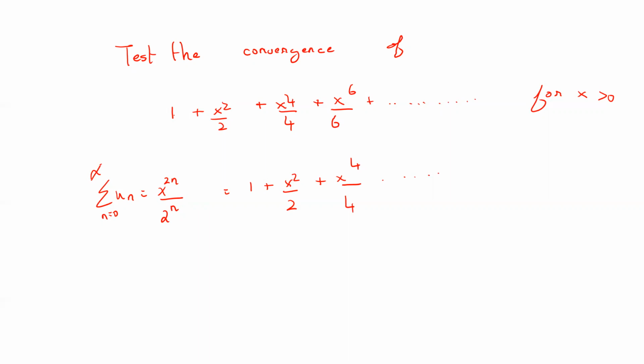How do we test the convergence? We'll find out the ratio, the n plus 1th term divided by the nth term. So we have x to the power 2, and wherever n is there, you replace it by n plus 1. And you're dividing it by the un term. So instead of dividing, I can multiply by the reciprocal of the un term, which gives 2 to the power n.